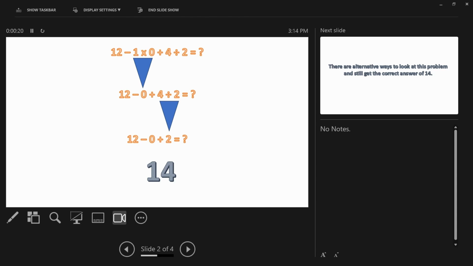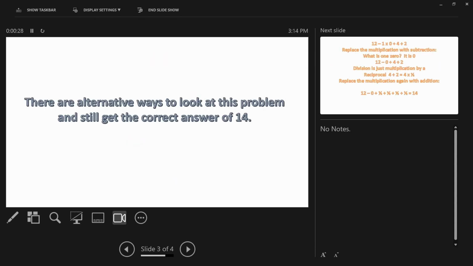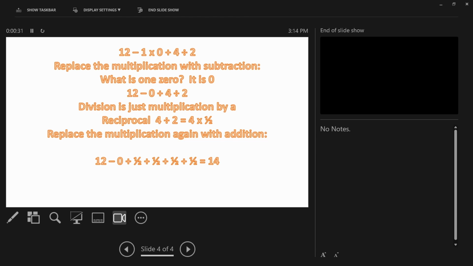And there are alternative ways to look at the problem. One way to look at that would be to replace all of our multiplication with addition. We could easily go in here in this problem and replace the multiplication, in this case, with addition. It's pretty easy here. What's 1 times 0? 1 times 0 is 0. So you still would have 12 minus 0.